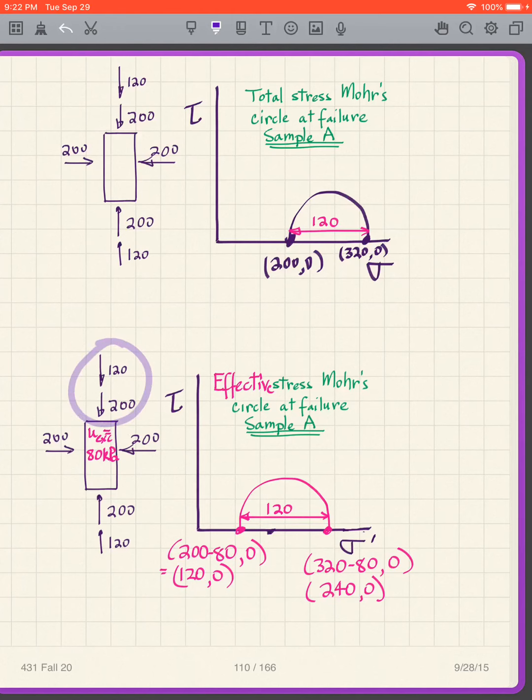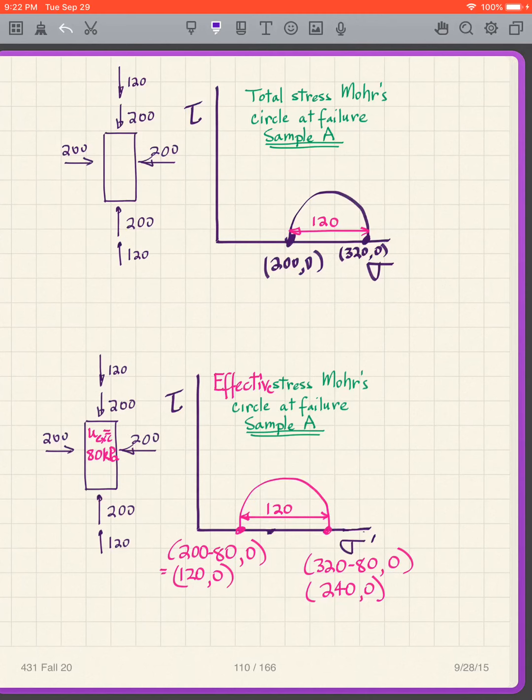This one is 320, but again I have to subtract 80. So it's 320 minus 80, which is 240. So I put it there. And what do I end up with? Oh, it's the same diameter.